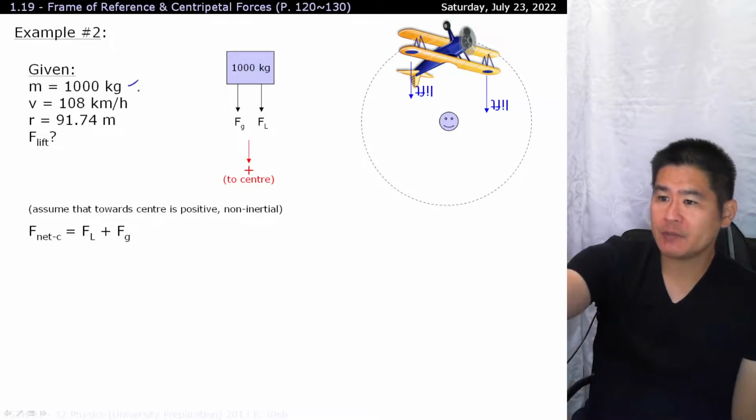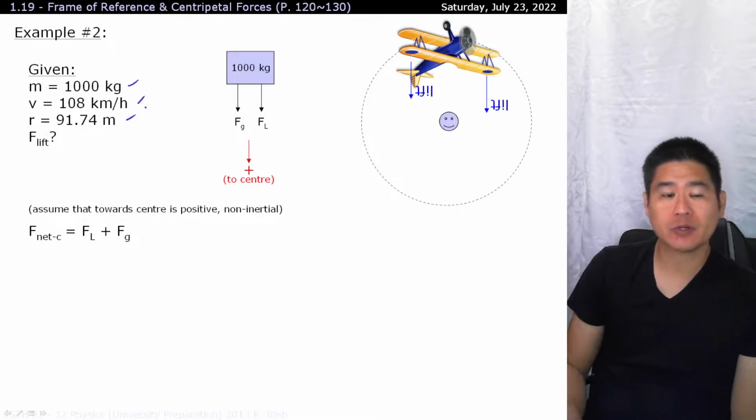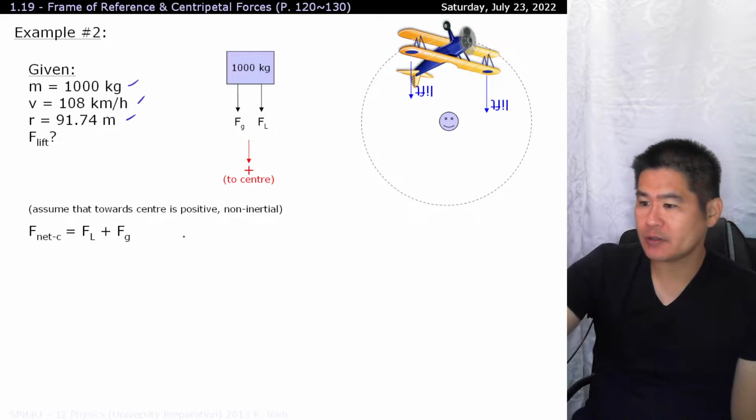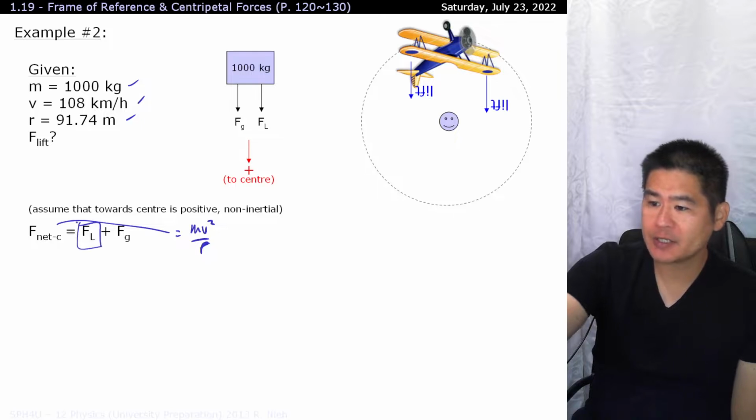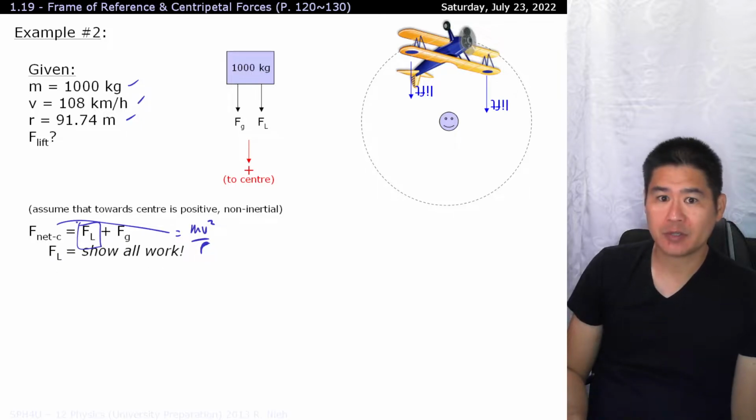And given m, v and r, we probably still want to use F net C is equal to m times v squared over r. Sub that in. Maybe I'll just write it out here on the side. Okay, this is equal to mv squared over r. Right? Isolate for FL, pause, unpause, and I hope that you end up getting this calculation over here.